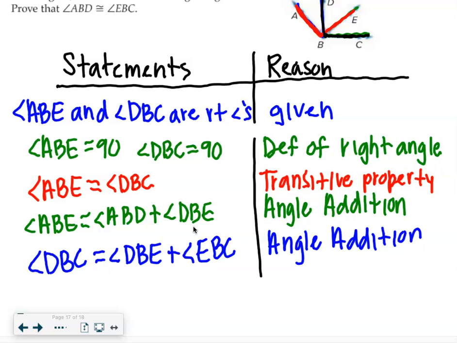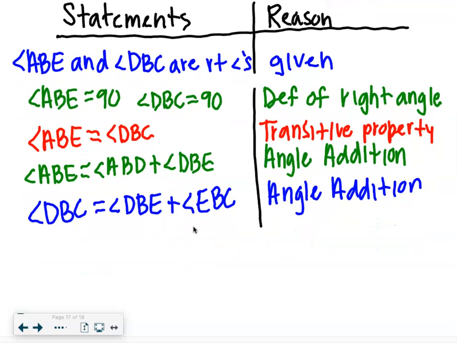Okay, now what can we do? You guys can do this. Remove DBE. Right. So what do I know about ABE and DBC? They're equal, so now what can I do with these two things? Set them equal to each other.